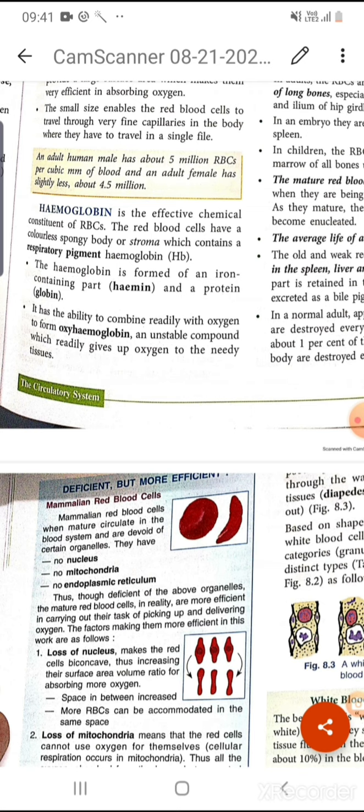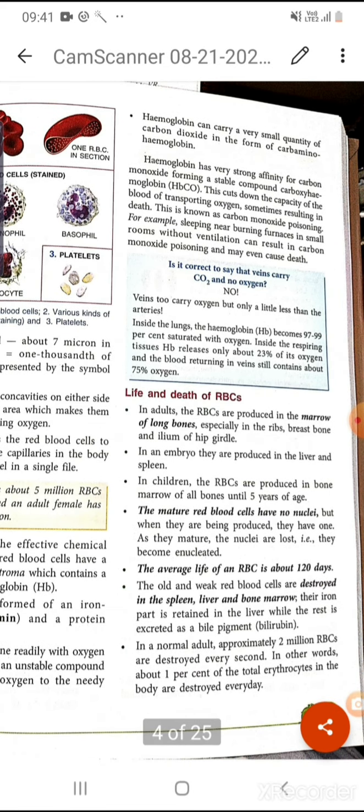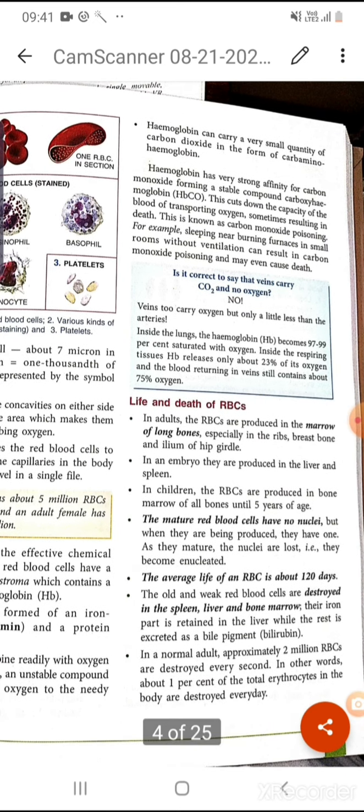When hemoglobin binds with oxygen, it forms oxyhemoglobin. But it is an unstable compound which readily gives off oxygen to the needy tissues, because we have to transport and give the oxygen to different cells and different tissues. Hemoglobin can also carry a very small quantity of carbon dioxide in the form of carbaminohemoglobin. So when carbon dioxide reacts with hemoglobin, it forms carbaminohemoglobin.